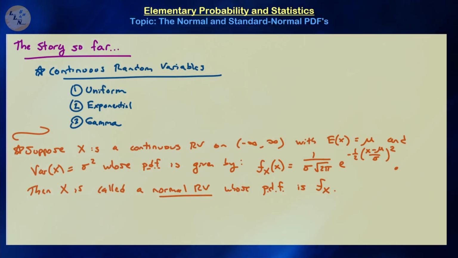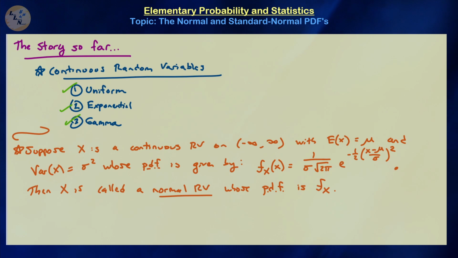In this video, we're going to continue our exploration of continuous random variables and probability density functions. Up to this stage, we've discussed three distributions in detail: the uniform, exponential, and the gamma distribution, and we've discussed some applications associated to each of them as well. In this video, we're going to be introducing two new random variables, the normal and the standard normal PDFs.